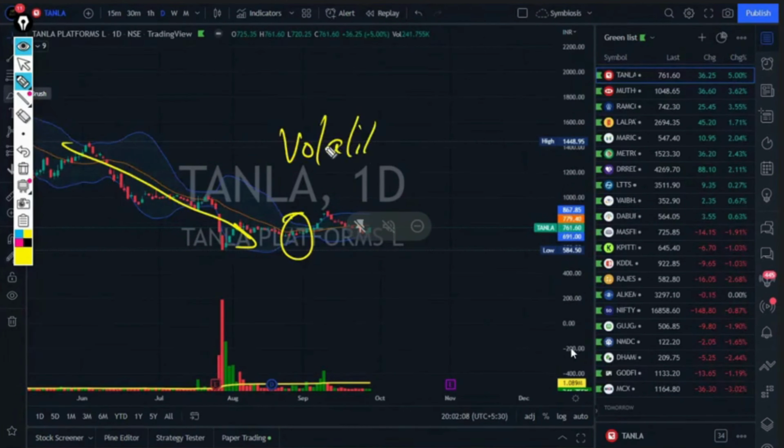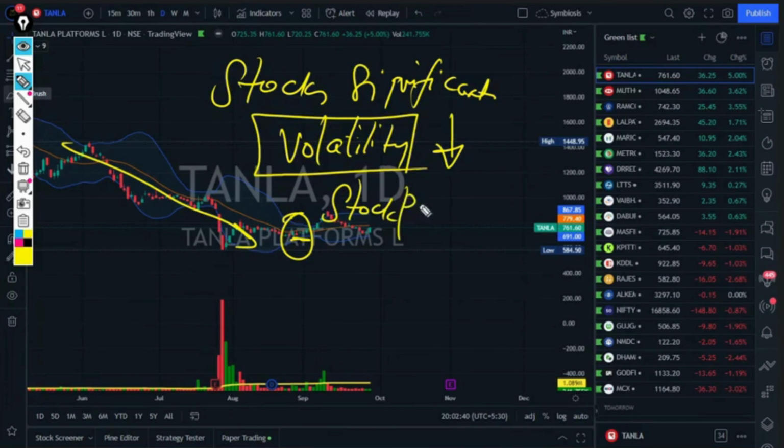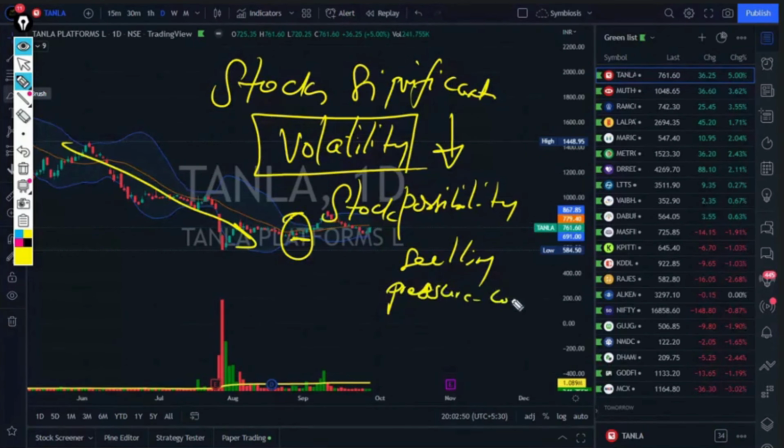The bands have contracted, which means volatility has fallen, and this volatility has fallen after the stock has corrected significantly. There's a very, very significant correction. This stock, if I understand correctly, was trading at 2000 levels also. Now it is at these levels, around 690 odd levels. There was a contraction in the volatility. That means if the volatility is contracting after the stock has corrected significantly, the stock is possibly settling down, and the selling pressure could reduce. That's a possibility.